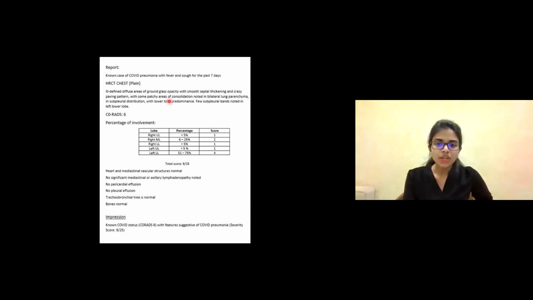So like you can appreciate, there are different segments in the CT report, starting from a brief history with the duration of illness and the description of the CT findings. So you can appreciate words like ground glass opacity, septal thickening, crazy paving, and where these lesions are present in the lungs. Then there's a CORAD score that has been given, following which a CT severity score has been given based on the percentage of involvement in each of these lung lobes. Right. So after that, there are a few additional findings, and finally the impression.